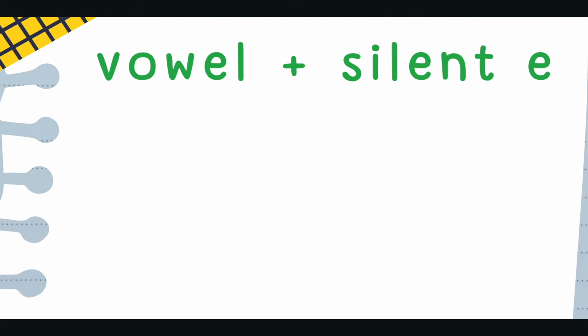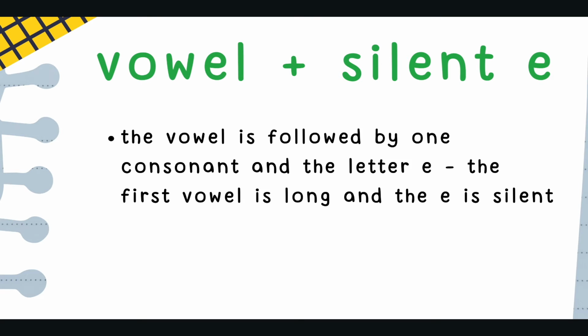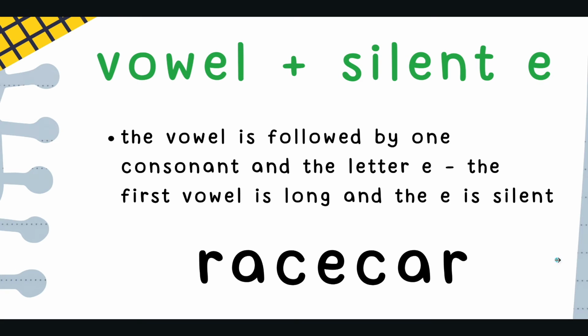Okay, today we're going to look at 2 different kinds of syllables, and the first one is going to be a vowel plus the silent E. Now, we know all about the silent E, so this is going to be a really good one for us. Now, the vowel and silent E syllable break means that the vowel is followed by one consonant and then the letter E. And the first vowel is long, and the E is silent, because he's the silent E. So, for example, if I have this word race car, I know the break's going to come after the silent E. So it says the vowel is followed by a consonant and the letter E. So the break is going to go right here.